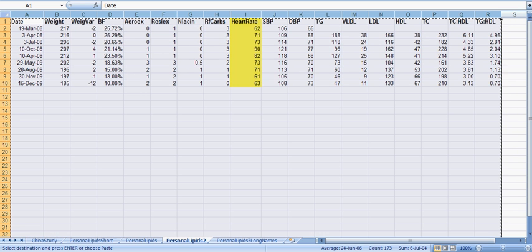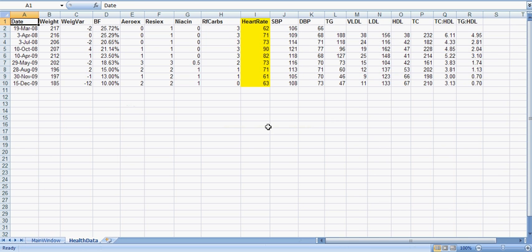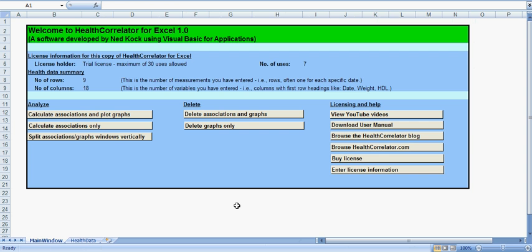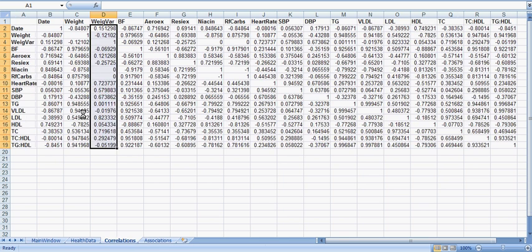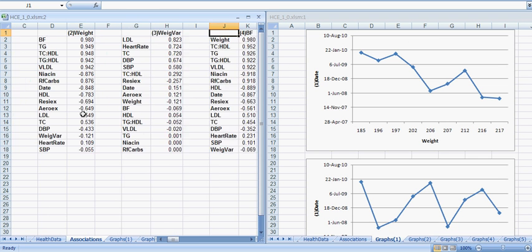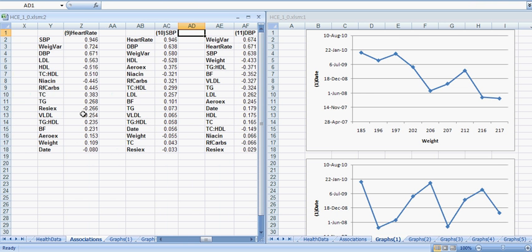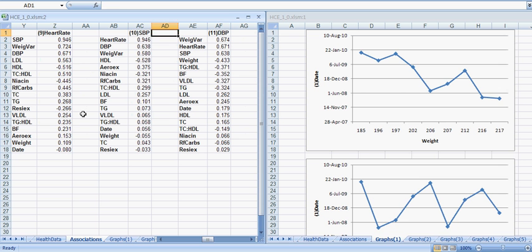I'll go back, I will close my sample data sheet. Software is asking me if I want to keep whatever is on the clipboard still there. I'll just say no to that. I will go to the main window and I will calculate associations and plot graphs. So my new calculations have been completed. So let me go to systolic blood pressure, again SBP, and see the associations.